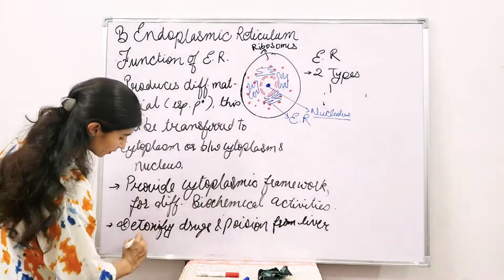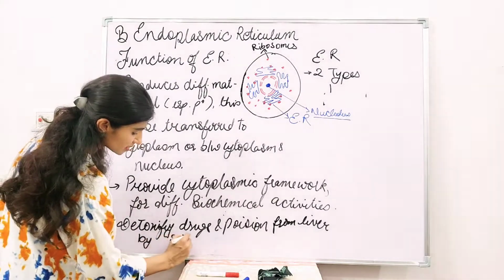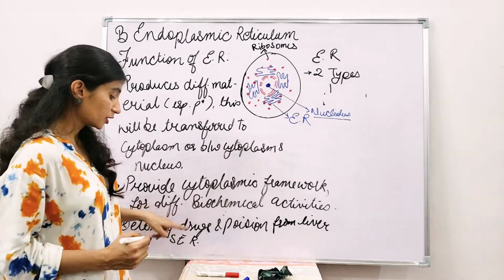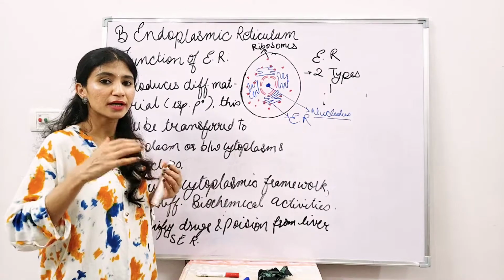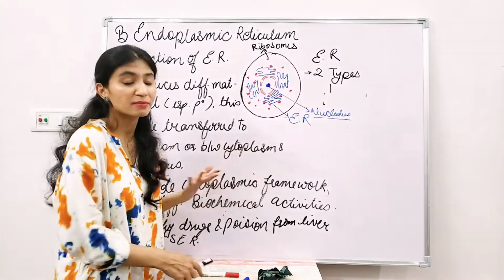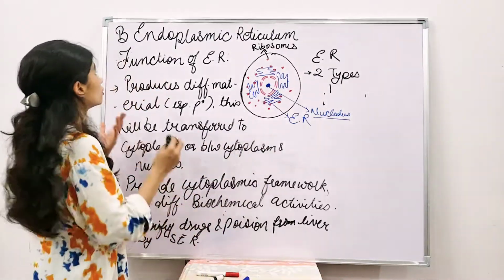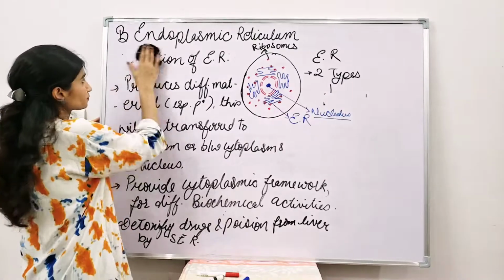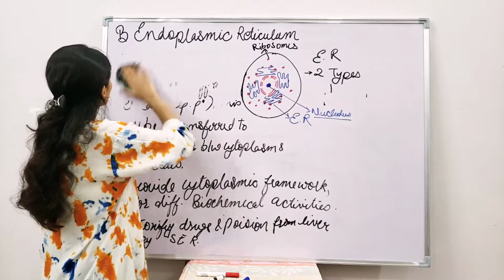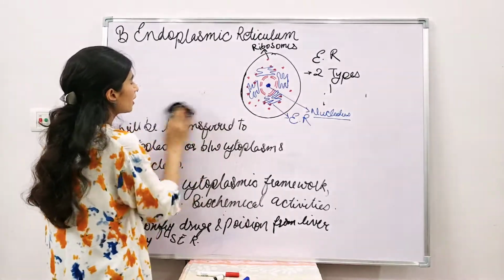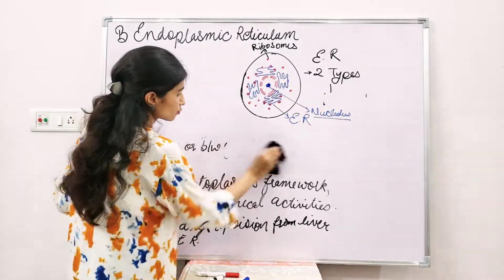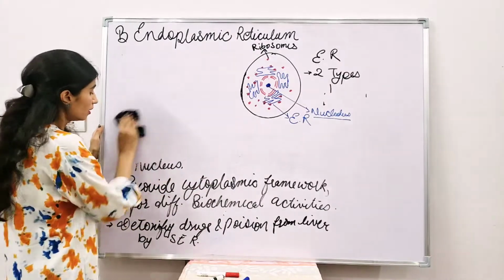And who will perform this activity? The smooth endoplasmic reticulum. So the smooth endoplasmic reticulum is involved in detoxifying drugs and poison, which means removing the drug and poison from the liver. The smooth endoplasmic reticulum plays a very huge and crucial role in that. So this is for the endoplasmic reticulum. So far we have discussed the plasma membrane, the cell wall, the cytoplasm, the nucleus, and today the endoplasmic reticulum and a bit of introduction about the ribosomes.